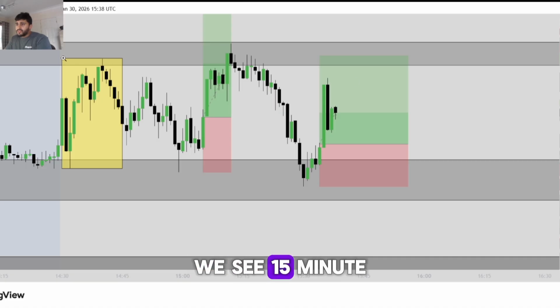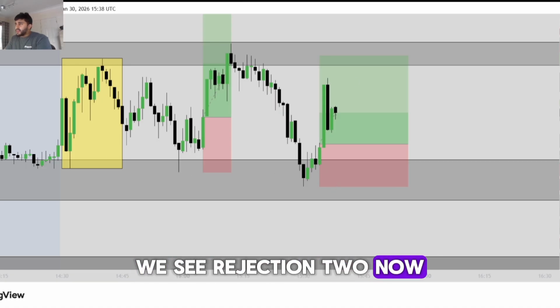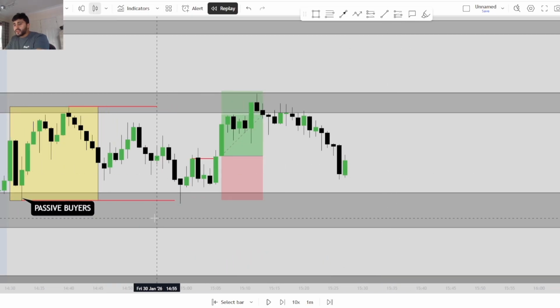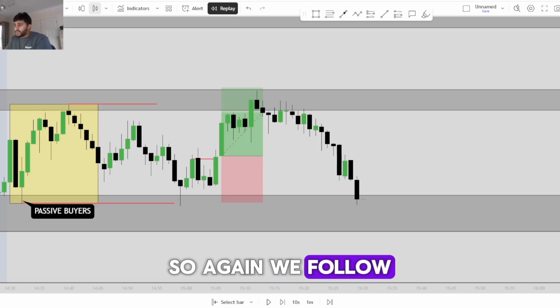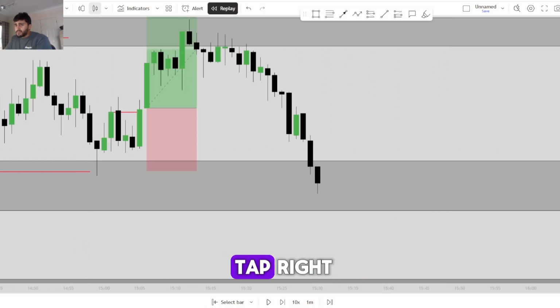Again, we see the 15-minute range, we see rejection 1, we see rejection 2. Now, one thing I've noticed from my own experience is often you want to wait for 2 rejections inside of a zone, right? So again, we follow the same steps. We enter a key level, right? So here's our first tap. Our first tap came over here.